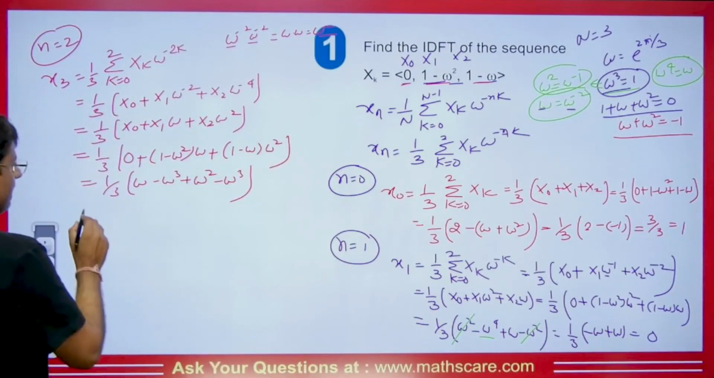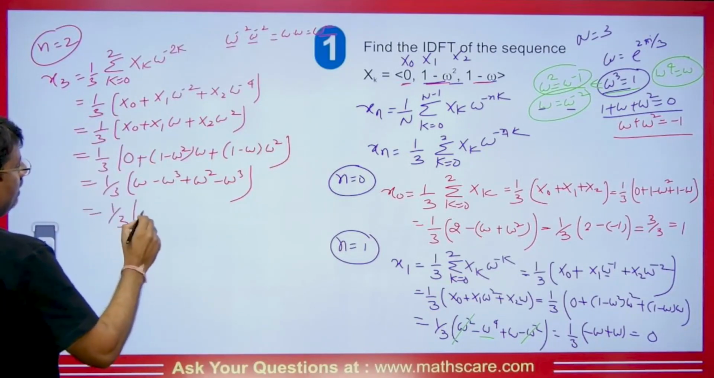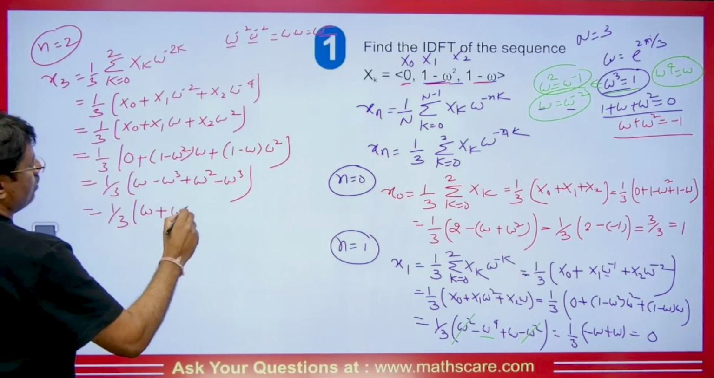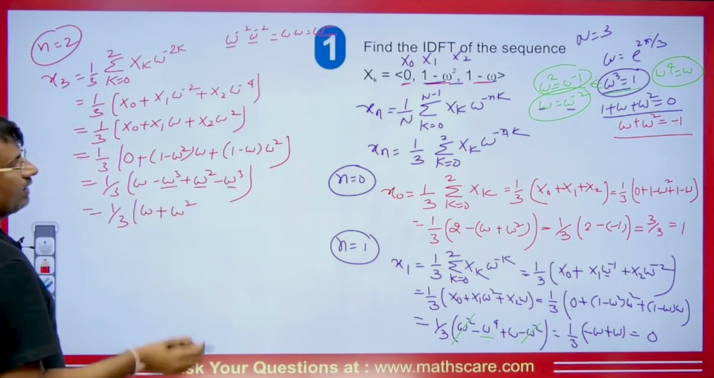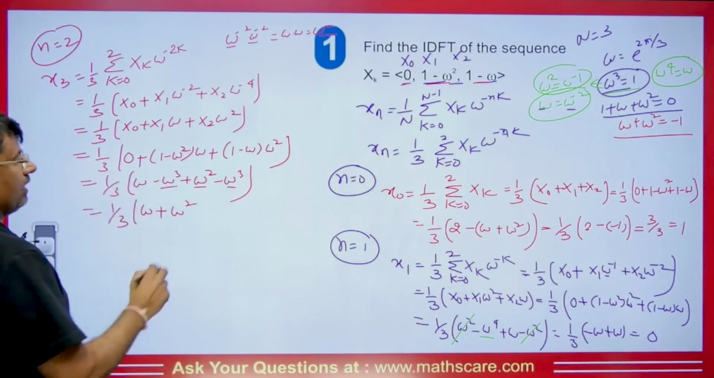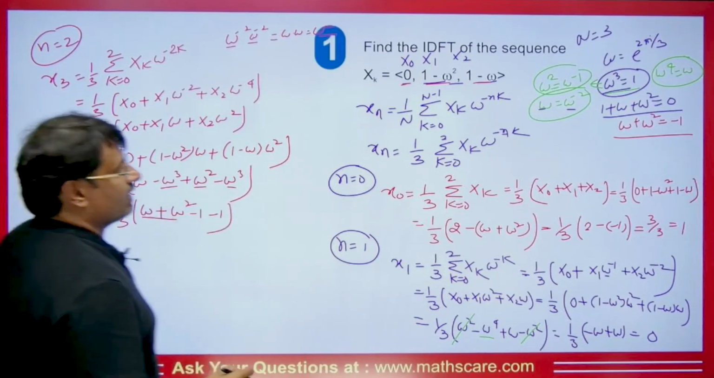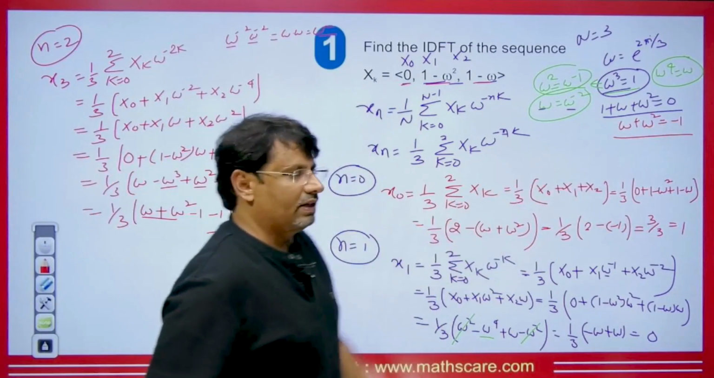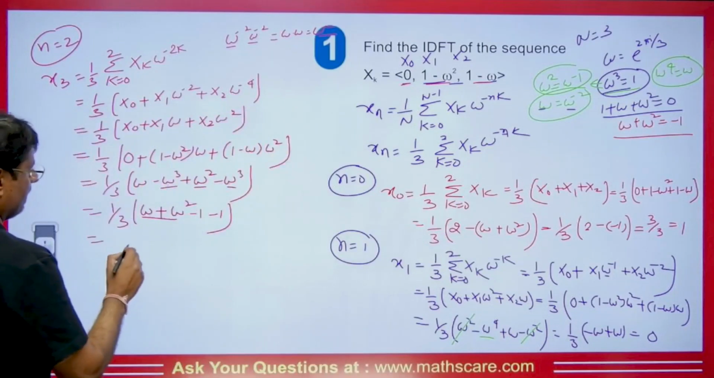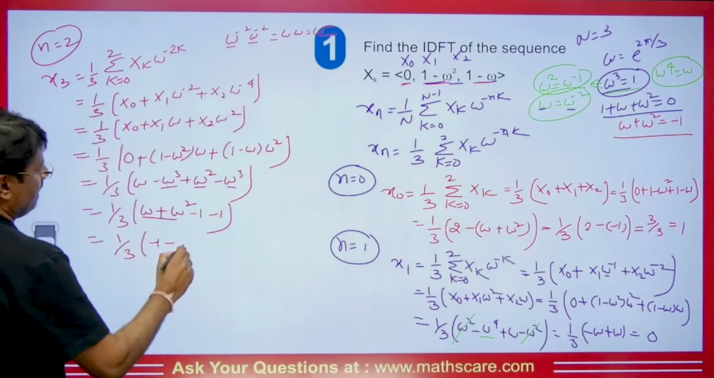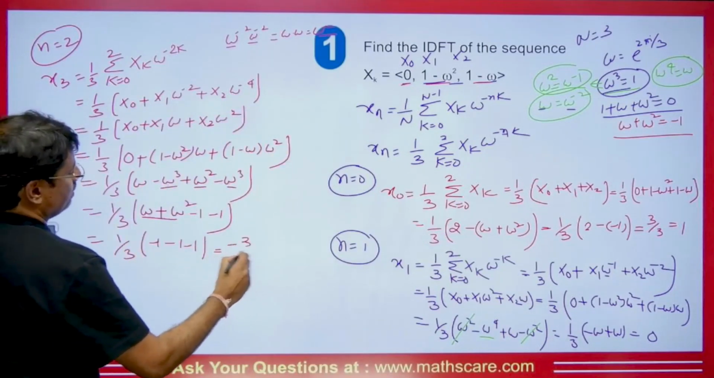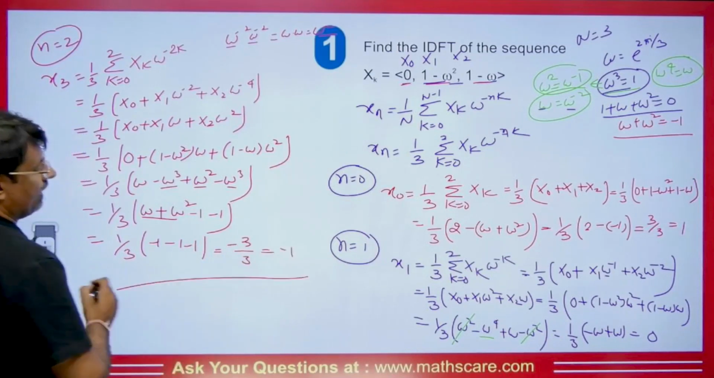It will be 1 by 3, right? And substitute omega cube as 1. Here it is omega plus omega square, and the value here of omega cube is 1, right? So this will be minus 1 and minus 1 here. Now what is the value of omega plus omega square? It is minus 1, right? We will put this minus 1 here. 1 by 3. Minus 1 will come thrice. On adding we will get minus 3. So minus 3 upon 3 will be minus 1.